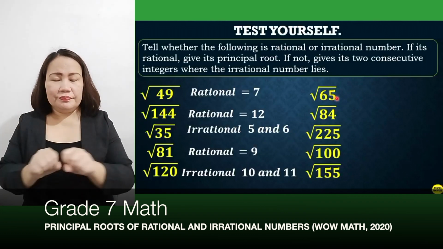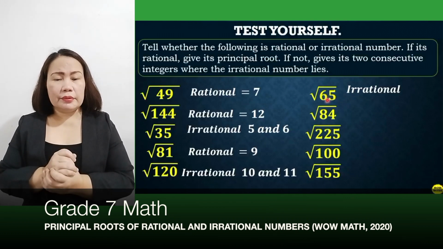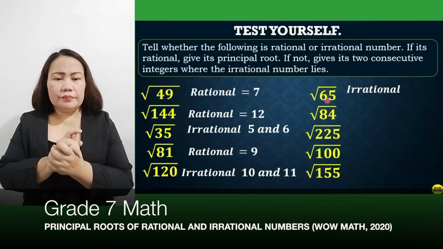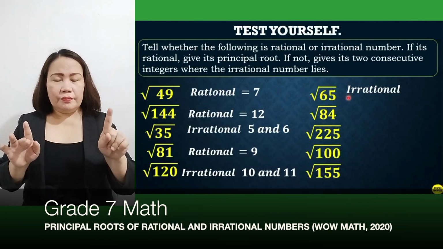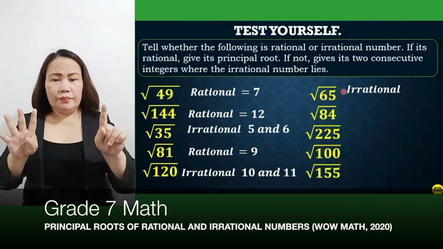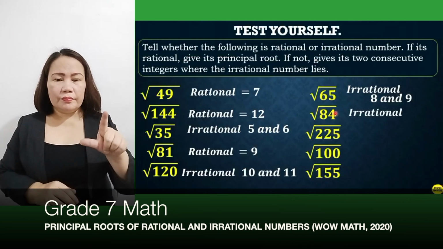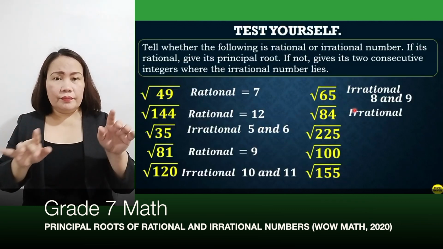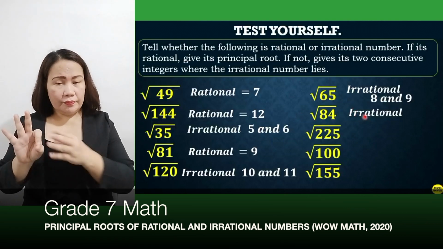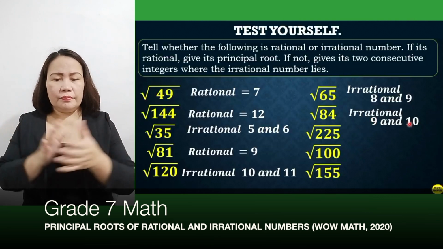Next, square root of 65 rather. So, this is not a perfect square. This is irrational. And this is between, nasa gitna siya ng, saan siya napapabilang? Sa square root of 64 and square root of 81. So, yung 64 at 81, that is 8 and 9. Okay. Square root of 84. This is also irrational. So, irrational, nasa gitna siya ni square root of 81 and square root of 100. Okay, so that is, square root of 81 is 9. Square root of 100 is 10. So, yan, 9 and 10.